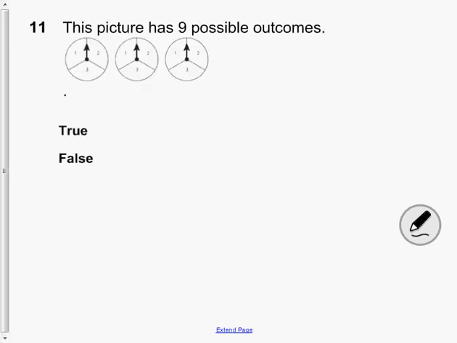And finally, this picture has 9 possible outcomes. Well, in the first spinner, there are 3 possible outcomes, a 1, 2, or 3. In the second spinner, there are also 3 outcomes. In the third, there are 3. We don't add them together, we multiply them. 3 times 3 is 9. 9 times 3 means there are 27 possible combinations, not 9 for number 11. So therefore, it is false.